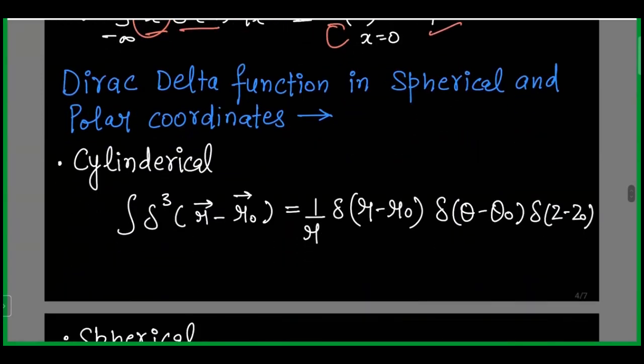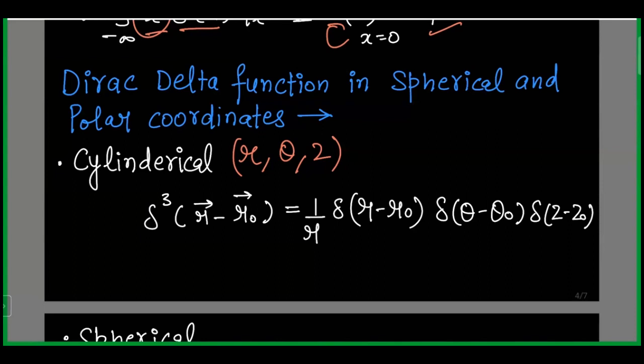Okay, next, I want to mention what the Dirac delta function is in spherical and cylindrical polar coordinates. So if cylindrical coordinates are there, you know cylindrical coordinates are described in 3 terms: r, theta, and z. If you don't know, my next lecture is on cylindrical coordinates itself. Don't worry if you don't know what the cylindrical or spherical coordinate system is, the next lecture is going to be on cylindrical and spherical.